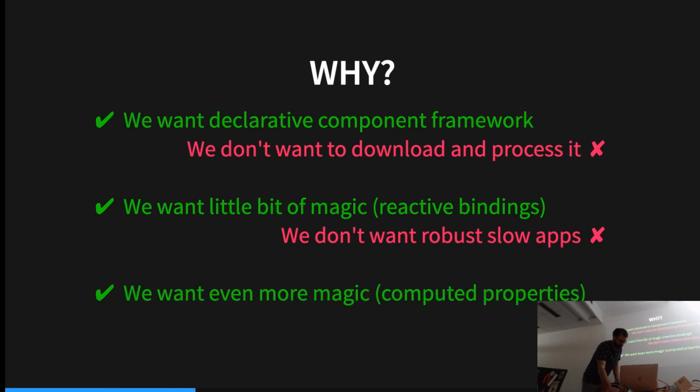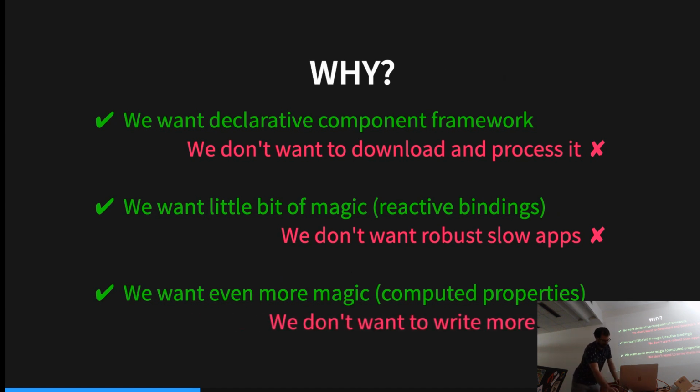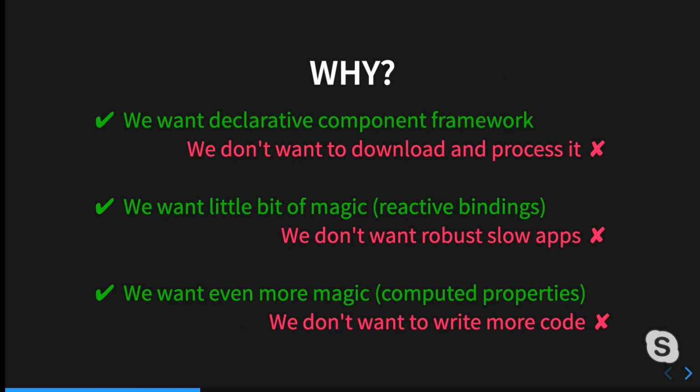And we want even more magic, like computed properties, where you compute one property based on some other properties which change, and you wait for any change and give some result. But we don't want to write a lot of code to handle this, which unfortunately in a lot of frameworks you have to do.